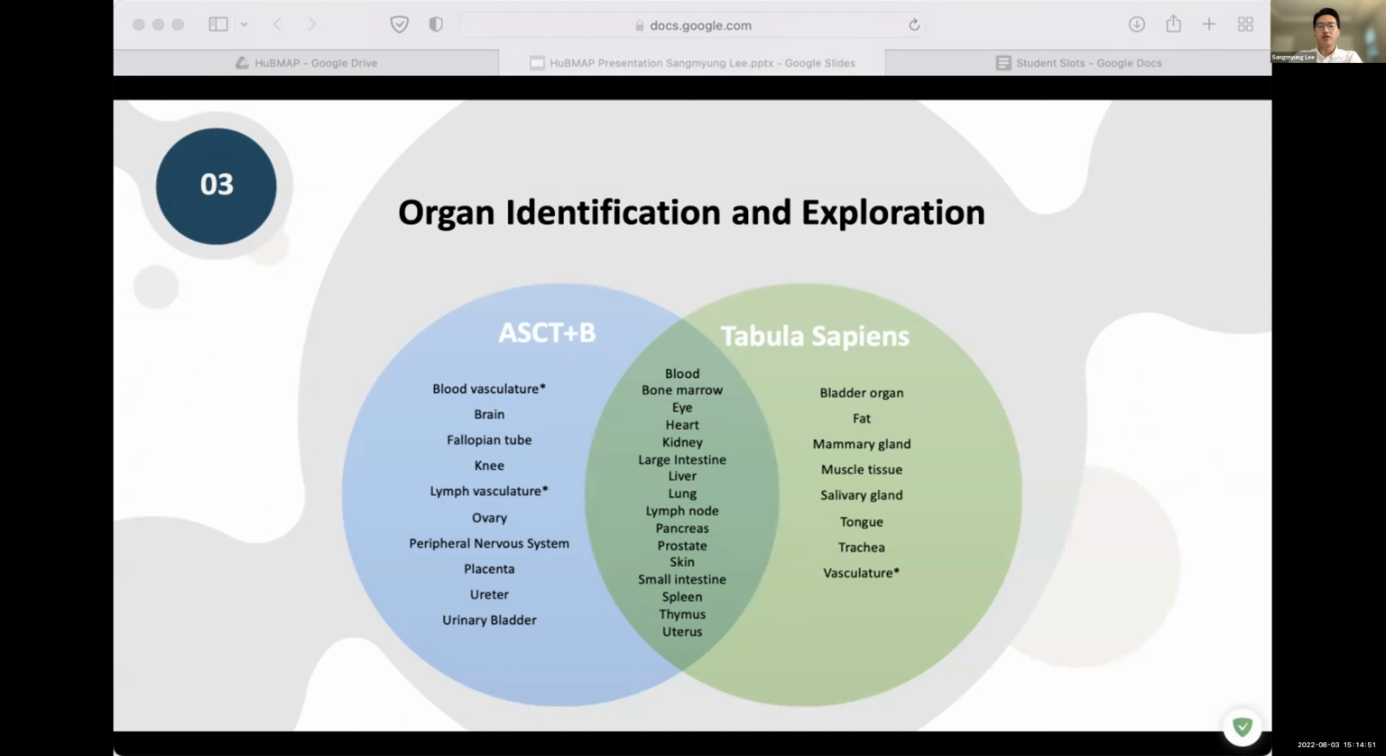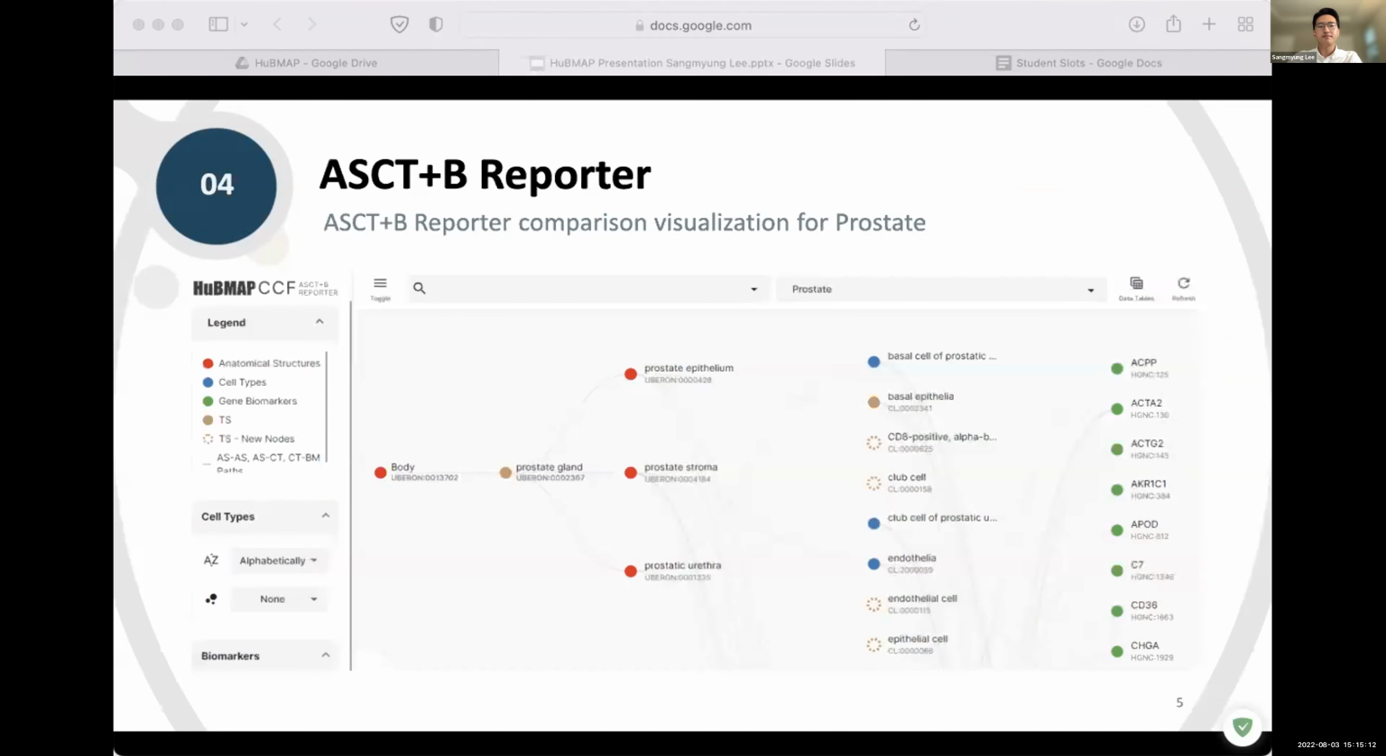As a result, of the 24 Tabula Sapiens organs, there are 16 shared organs, 10 organs only in the ASCT plus B table, and 8 only in the Tabula Sapiens, as the Venn diagram shows. As the vasculature data reported in the Tabula Sapiens covered both the blood vasculature and the lymph vasculature, which are in the ASCT plus B table, it was kept separate.